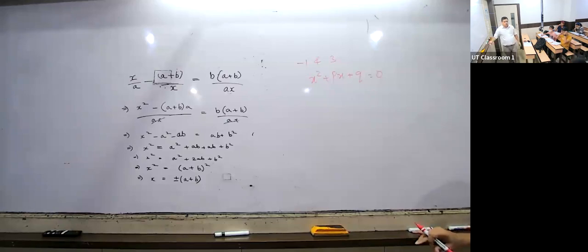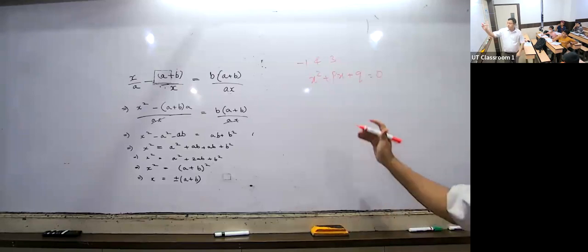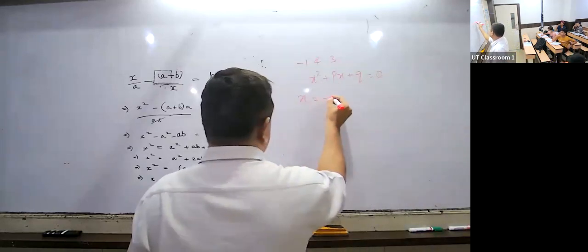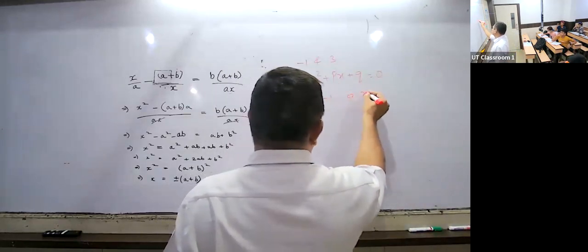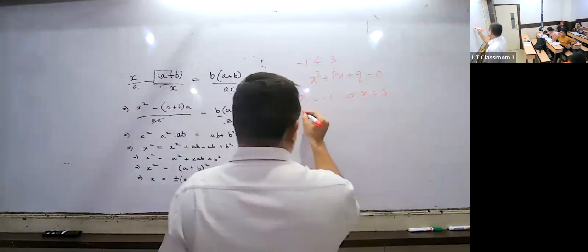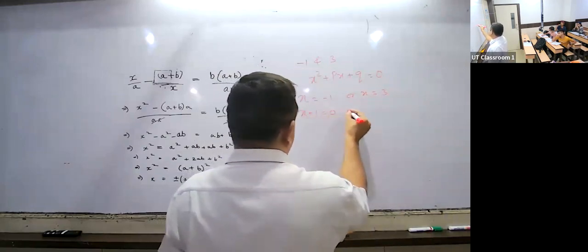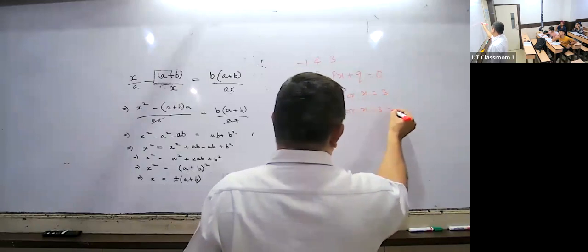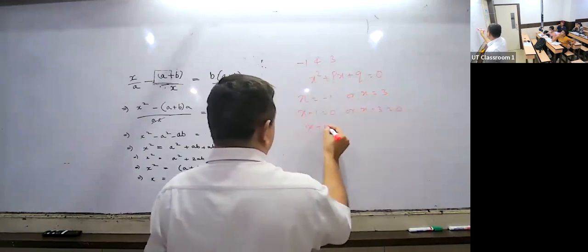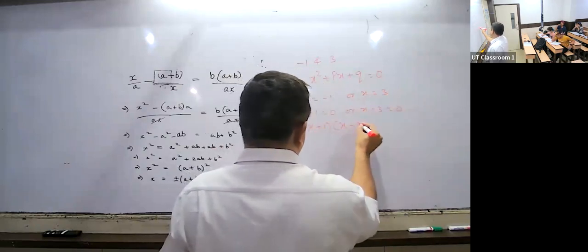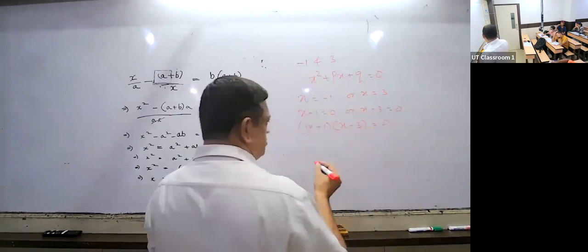Listen, all of you listen, I will do it in a little simpler way. Now, look here, x is equal to minus 1 or x is equal to 3 are the roots. Therefore, x plus 1 is equal to 0 or x minus 3 is equal to 0. That means x plus 1 times x minus 3 is equal to 0.